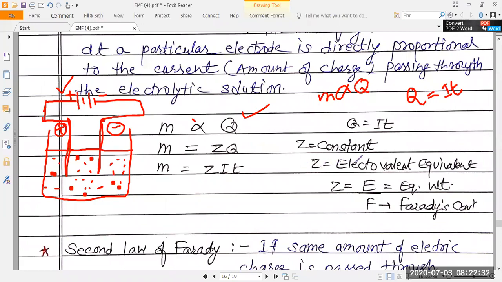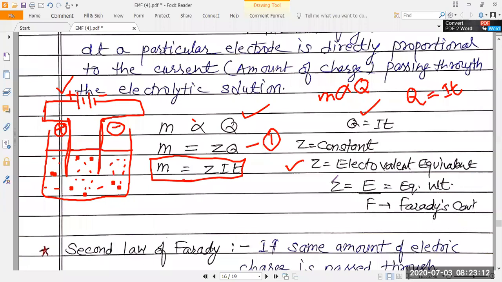Z is also called the electrochemical equivalent. Z is the electrochemical equivalent for the electrolytic cell. So M can be written as M equal to ZIT. The value of Q equal to IT. So by putting the value of Q in this equation, we get the equation M equal to ZIT, where Z equal to electrochemical equivalent and I equal to current and T equal to time.